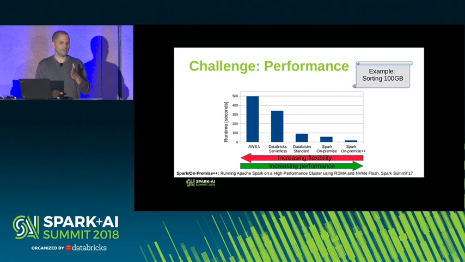And what you can see is that on the Databricks serverless offering, the same type of workload takes less time, obviously, and this makes sense. Spark obviously is optimized to run that type of workload.